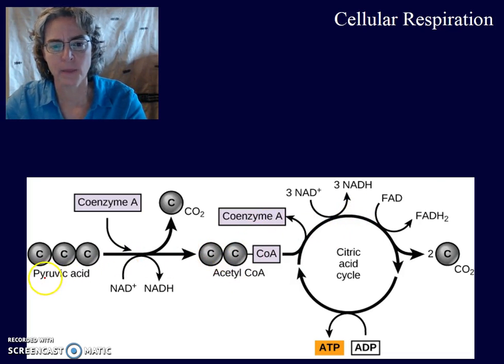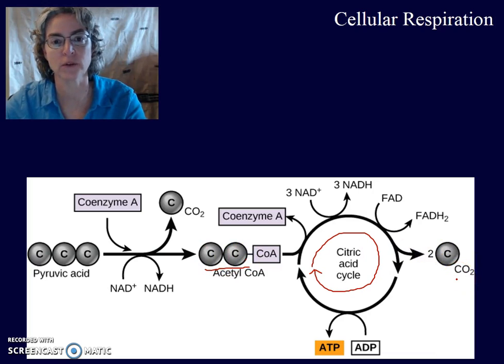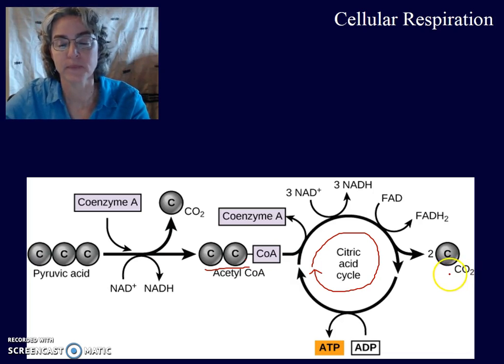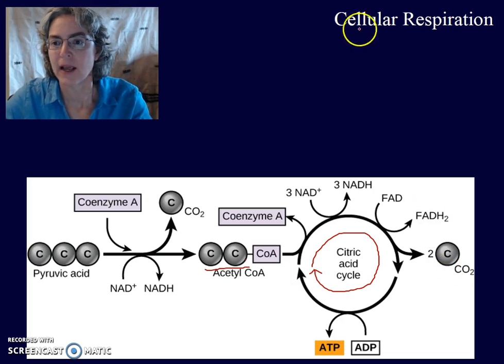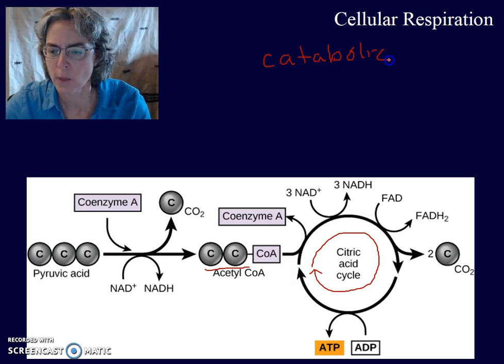So pyruvic acid, pyruvate, we lost 1 carbon to carbon dioxide, and then in the citric acid cycle, we lost the other 2 carbons as 2 carbon dioxide molecules. So our glucose molecule is totally broken down. And so that is cellular respiration is a catabolic process.